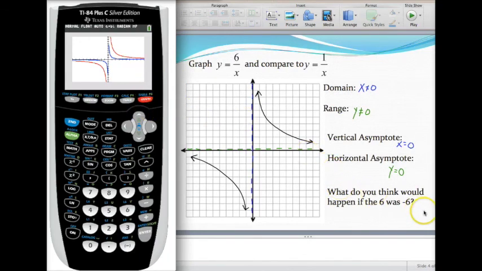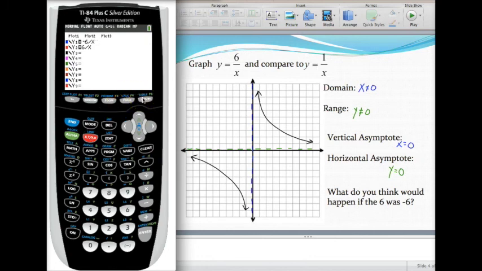There was one question that I also asked, and that was, what do you suppose would happen if the 6 was a negative 6 instead? And so while I get this typed in, maybe you want to make a guess. I'm going to delete the 1 over x, and you can see if you're right. I'm going to leave the 6 over x so we remember what that one looked like, and I'm going to graph negative 6 over x as well. So let's see what happens.